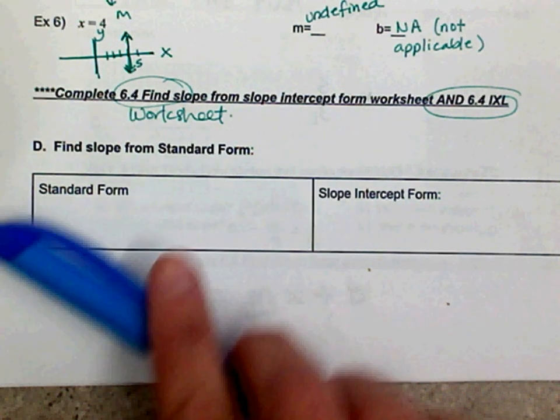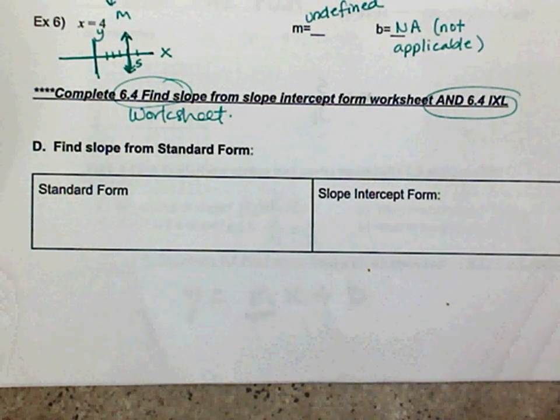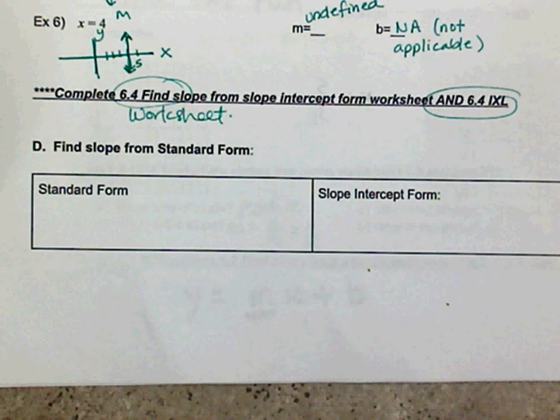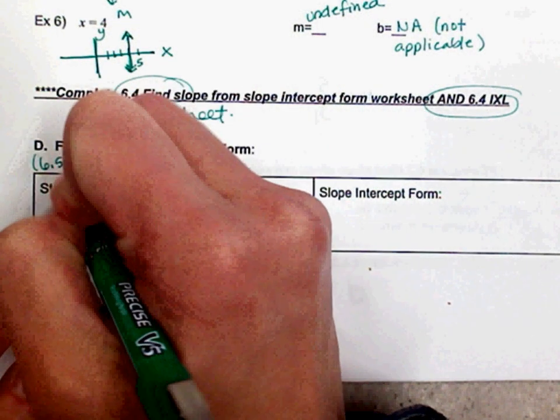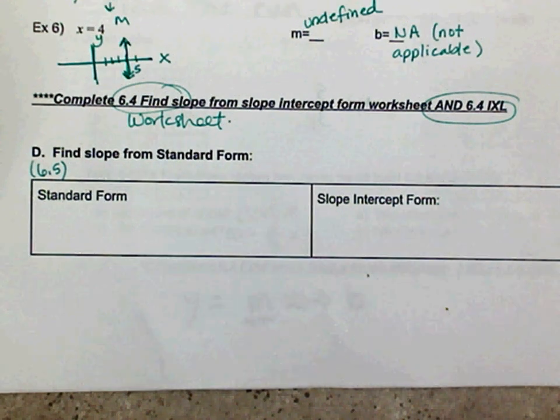All right, guys, let's look at part D. This is also from your 6.1 notes. This goes with the 6.5 assignment. So if you want to, you could put 6.5 on what goes with that assignment, okay? All right, so here we go.